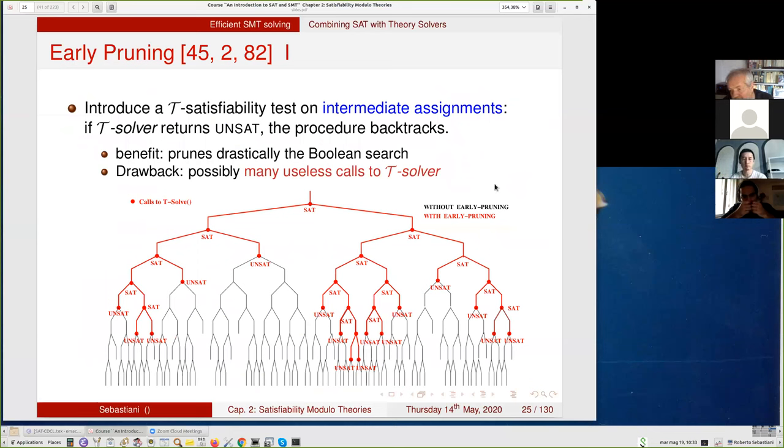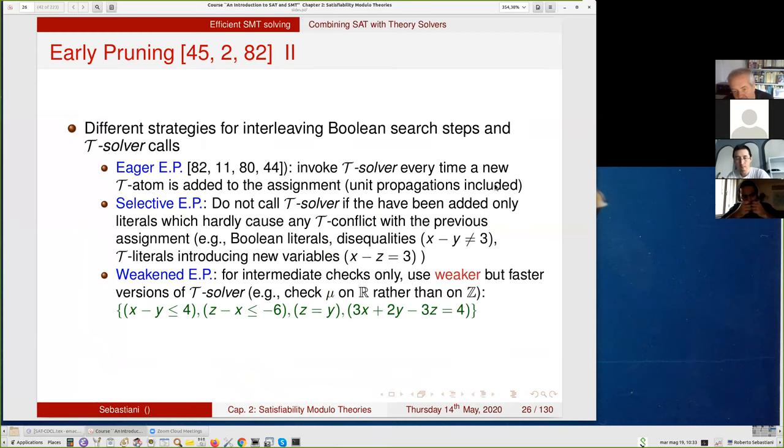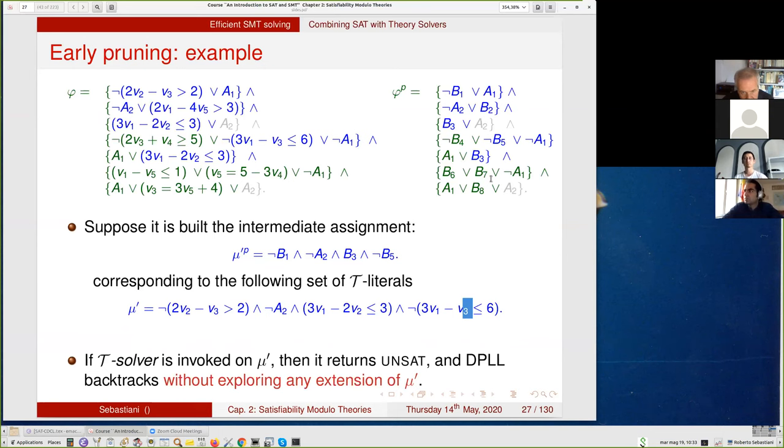This is very, very important. One, together with back jumping and learning, is one of the key steps of early pruning. Okay. Is this example clear? Okay, cool.